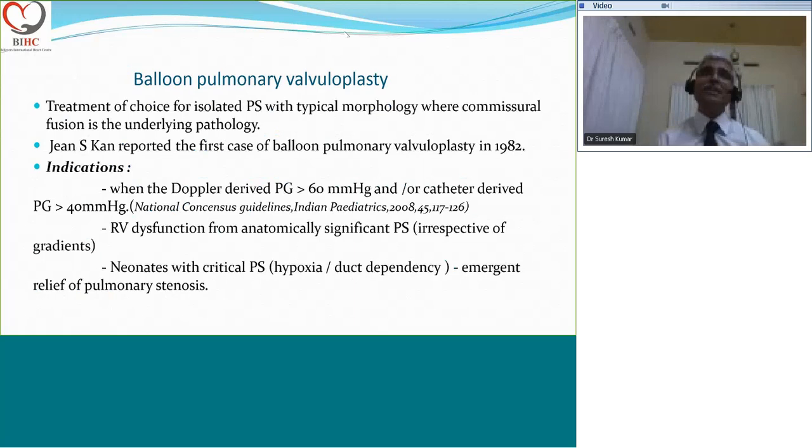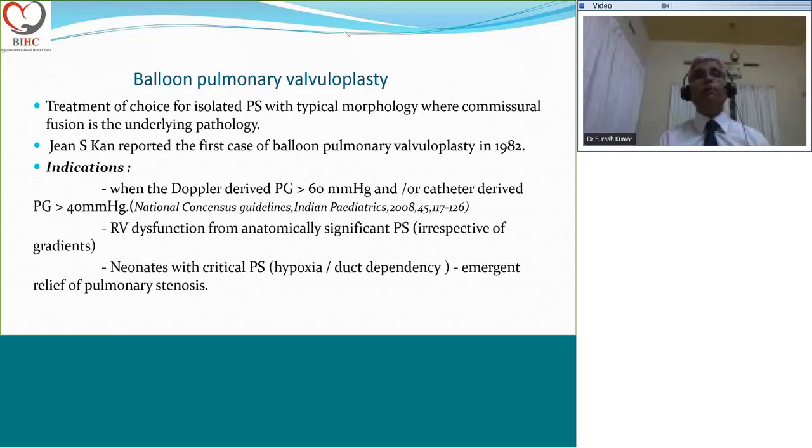This is because, as I explained earlier, if you take a child with a lesser value to the cath lab, you will find that the cath gradient is maybe like 20 or 25 at the most, and you don't achieve much. That is why you put a figure like 60 on Doppler to take the child to the cath lab. If there is an RV dysfunction with an anatomically significant pulmonary stenosis, regardless of the gradient, you would intervene. And in a neonate with critical PS, there's an emergency for relieving the obstruction.